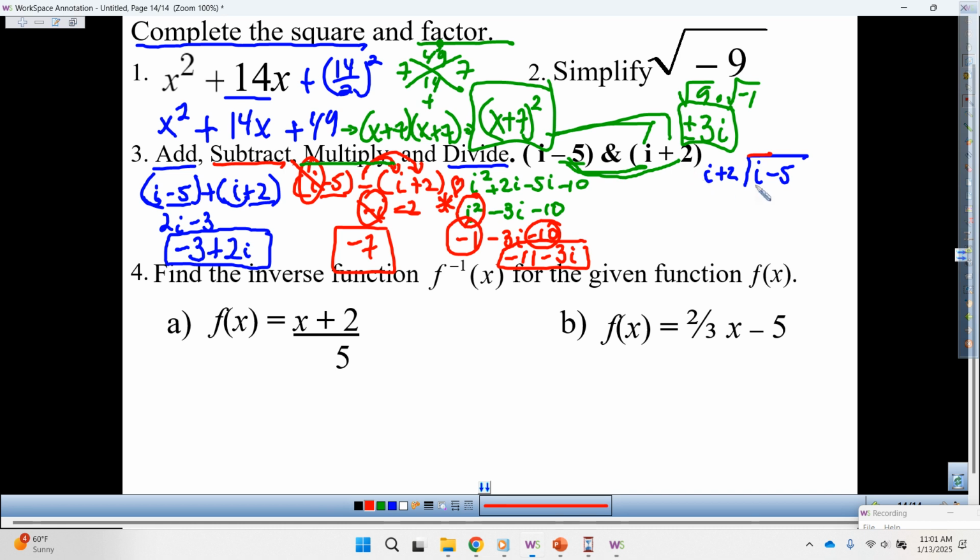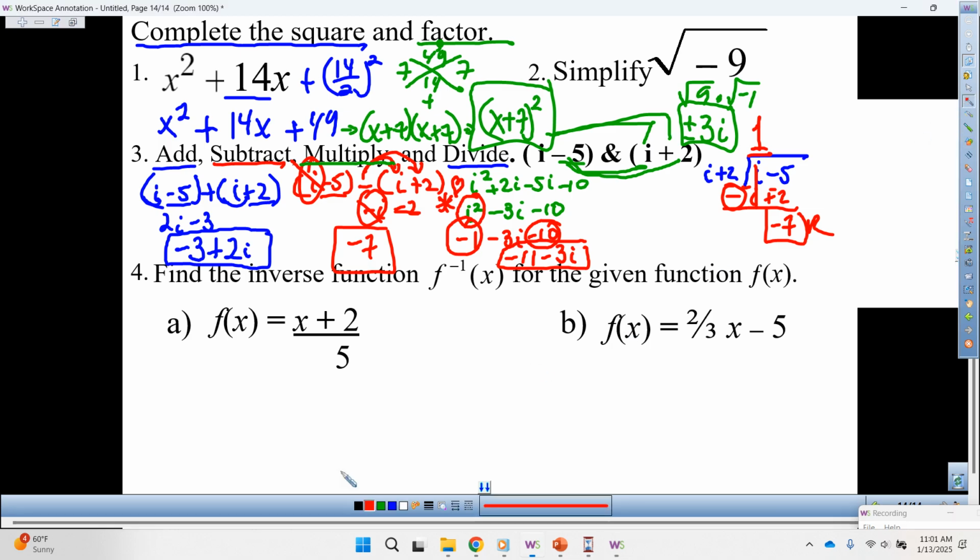What number times i gives me 1i? 1, that is correct. So 1 times i is i. 1 times 2 is 2. We're going to subtract, distribute. That leaves us with -7 as a remainder. So our answer for this one: the answer is 1 plus, what is my remainder? -7 over, what was our divisor? i plus 2.